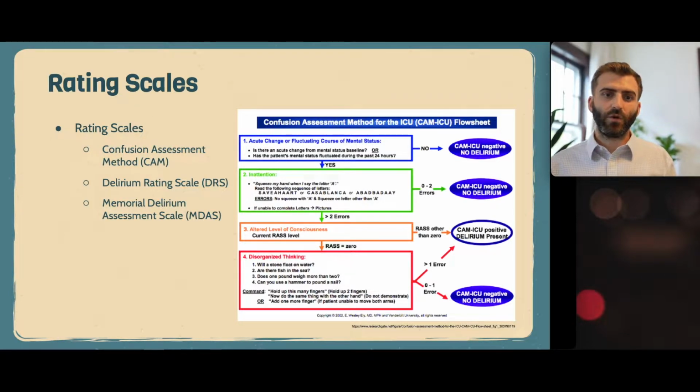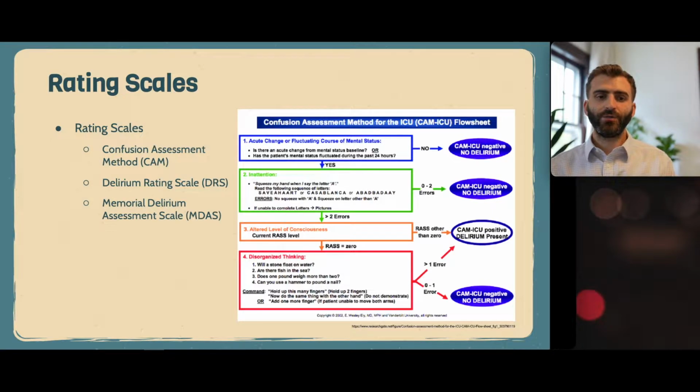So it looks for inattention. You'll hold the patient's hand and spell a word, like the example here, SAVEAHEART, but heart is spelled with two A's. And every A that you read, the patient's supposed to squeeze your hand, and it shows if they're able to pay attention and follow the letters.